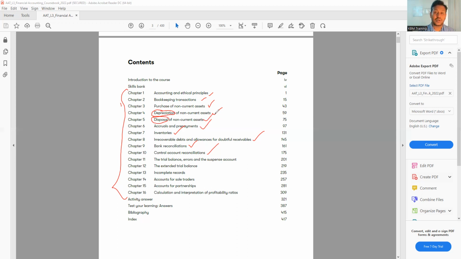We do the same thing for suppliers: purchase ledger and purchase ledger control. So from this chapter, we're going to learn how to reconcile the sales ledger to the sales ledger control, and how to reconcile the purchase ledger to the purchase ledger control.